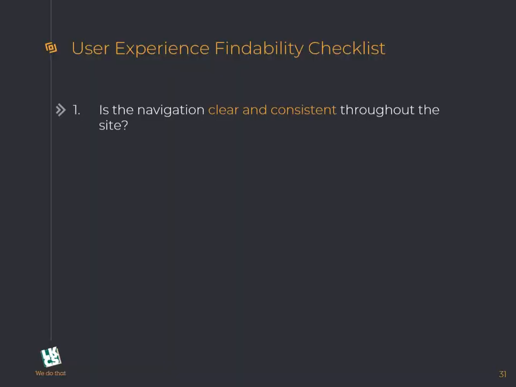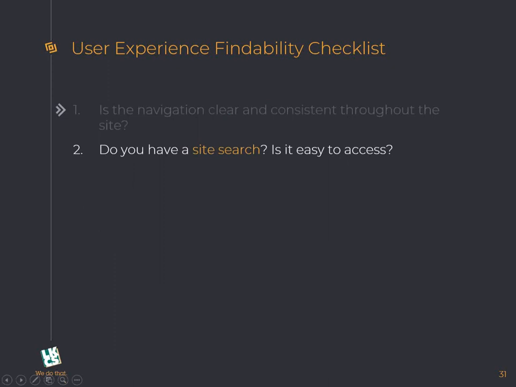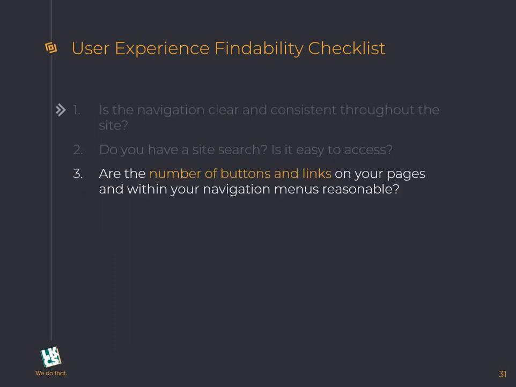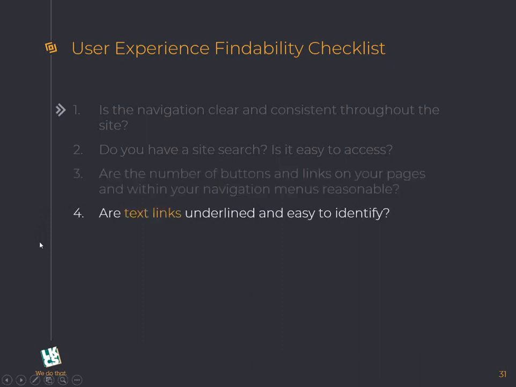So when it comes to findability, you want to make sure that your navigation is clear and consistent throughout the site. You don't want to have different styles of navigation in different sections or different pages. You want to keep it clear and consistent throughout the entire site. Do you have a site search? Is it easy to access? If you don't have one, I would suggest that you consider adding one. Are the numbers of buttons and links on your pages and within your navigation menus reasonable? If you've got more than, say, three tiers or so of navigation, you really might want to consider redesigning that navigation structure because it's going to be difficult for people to get through.